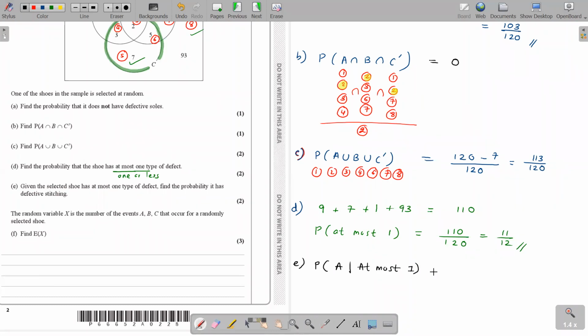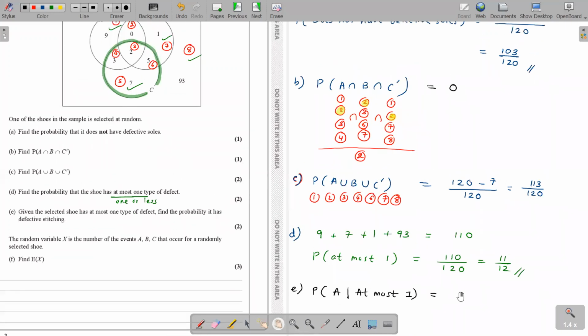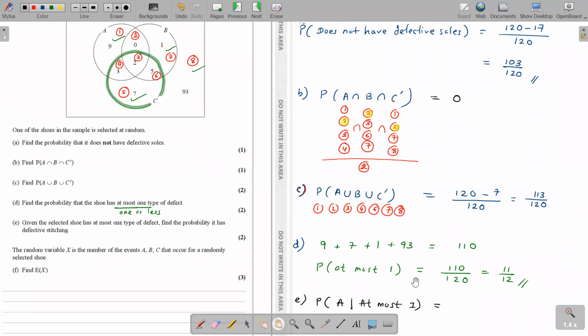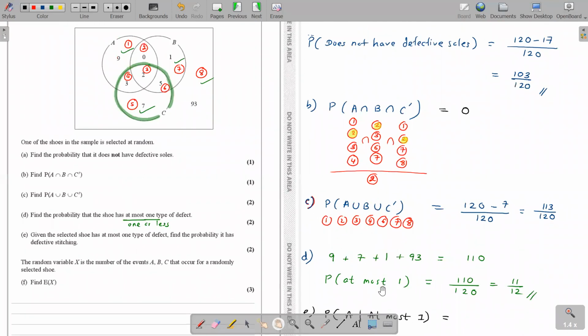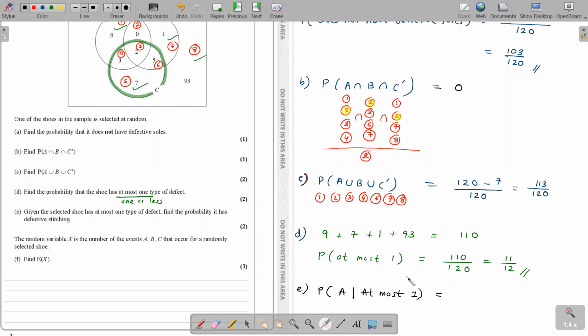The given shoe has at most one type of defect. You can do this either by thinking it through or by using the equation. Thinking and doing means that for at most one, you only take the regions that consist of at most one defect. So at most one regions fall to what? This set, right? For at most one we have only 110 out of 110. I'll do it in the manual way, then I'll show you the equation way also.